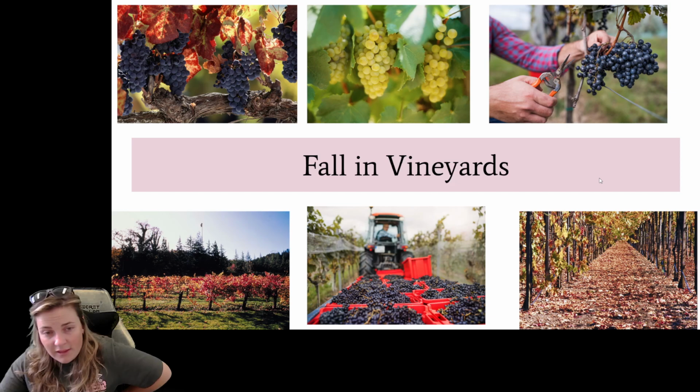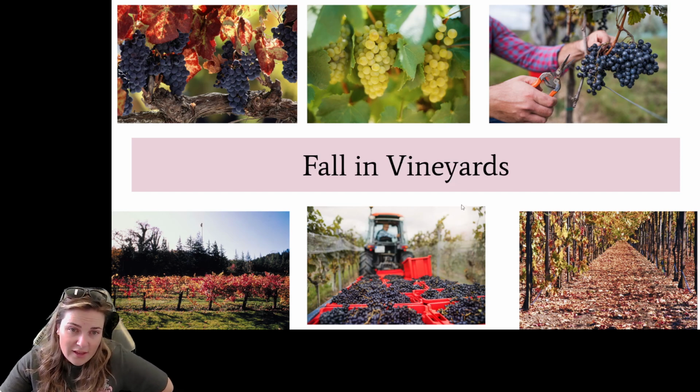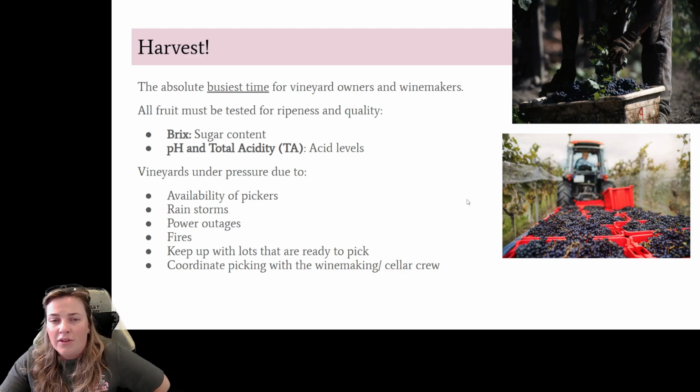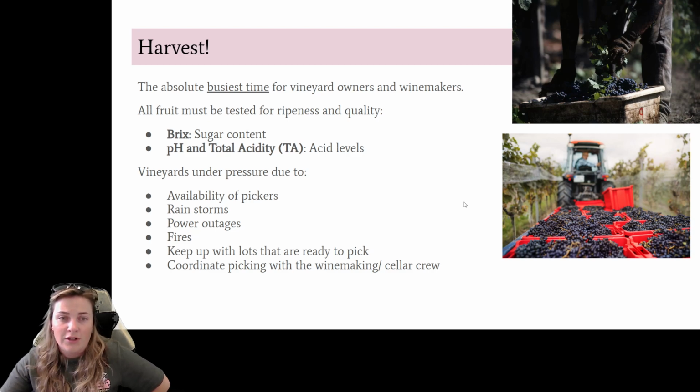Okay, so assuming that your berry formation happened and you're well into your way of developing those berries, let's talk about fall in the vineyard, right? So fall is generally the time for harvest. It's by far the most hectic and busy time for vineyard owners and winemakers. The fruit must be tested for ripeness and quality. So Brix is the sugar content, something that's measured. Also pH and total acidity. These are both acid levels, but kind of pertain to different parts of the winemaking and the health of the wine. And then there's a lot of struggles that vineyards have to face during this time.